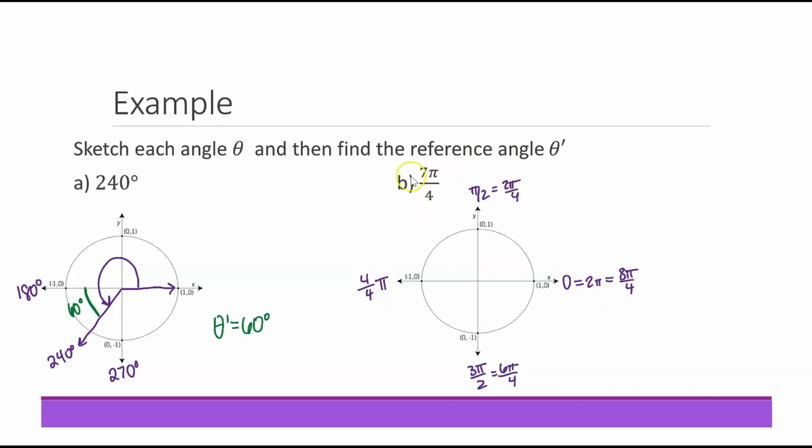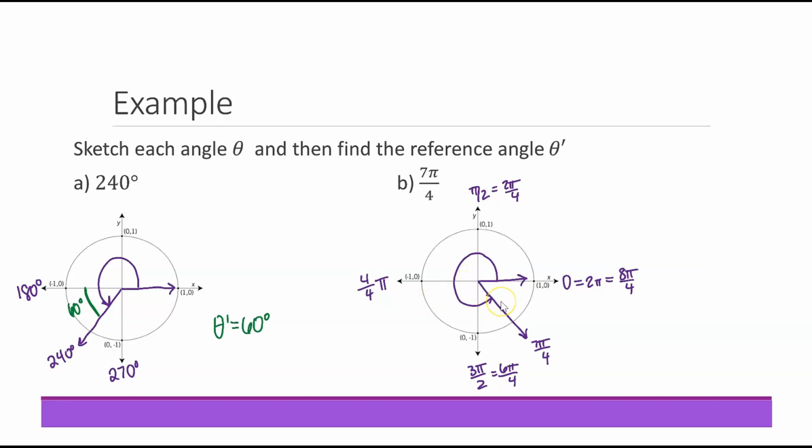So here, where's 7 pi over 4 going to be? Well, it's going to be between 6 pi over 4 and 8 pi over 4. So I'm going to sketch my angle. It's a positive angle as well. It's going to go counterclockwise, and it's going to land me right in quadrant 4 here. So this is where my terminal side is going to end up. So this angle here is my 7 pi over 4 angle.